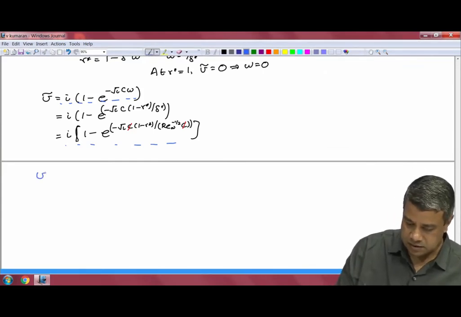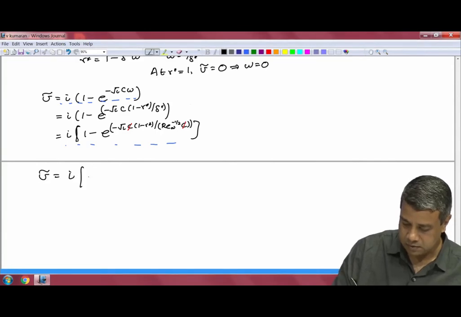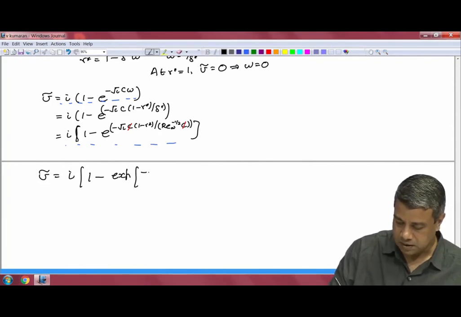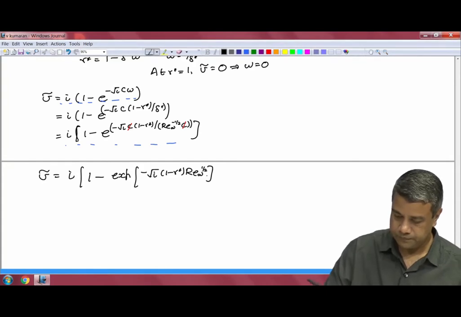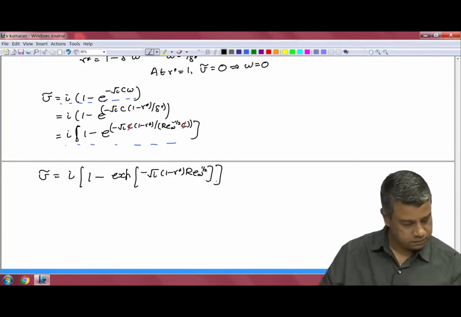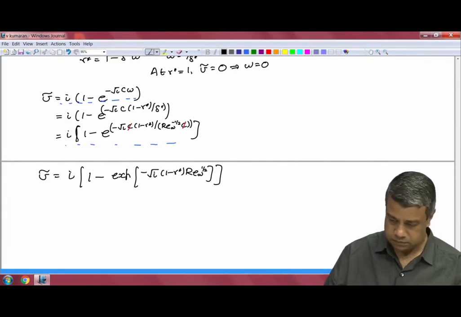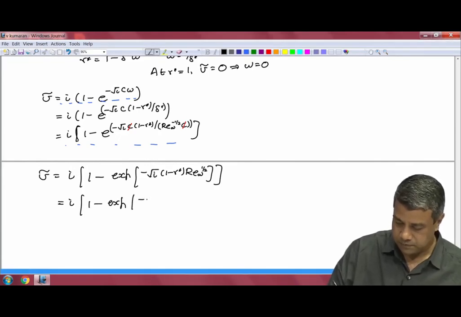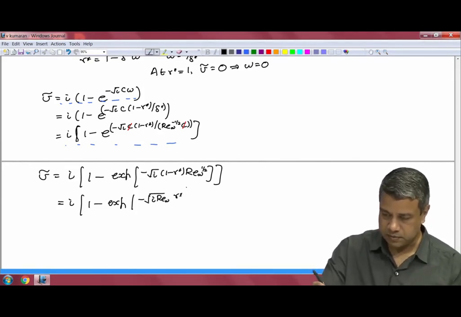So, my final solution is V tilde is equal to I into 1 minus, I will write this as an exponential just to make it clearer, e power minus root I into 1 minus r star into Re omega power half.